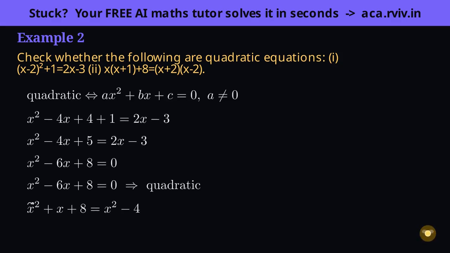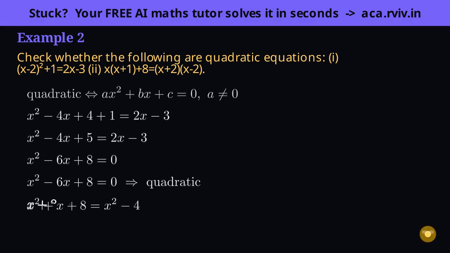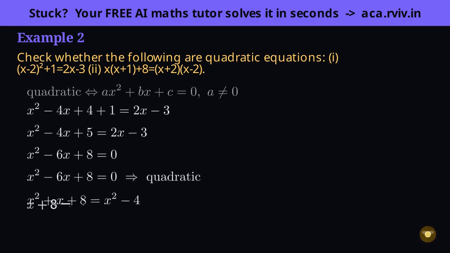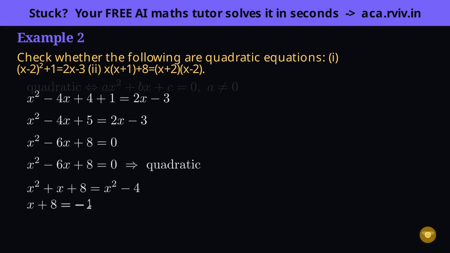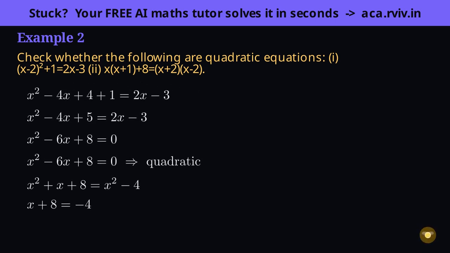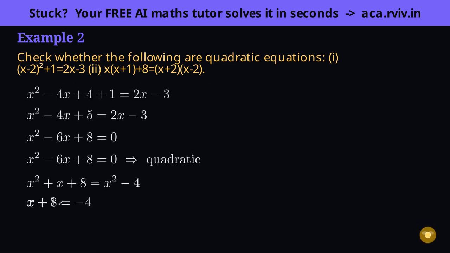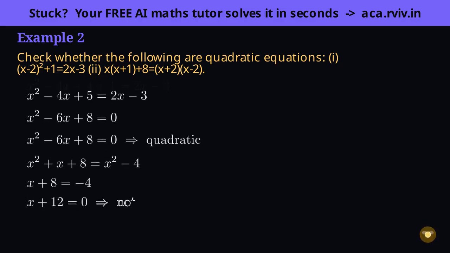Here's the revealing move. Subtract x squared from both sides. Watch the x squared vanish completely because it appears identically on each side. That's the cancellation the definition warned us about. With the x squared gone, the highest power left is just x to the first, a plain linear equation. So despite its quadratic-looking start, this one is not a quadratic at all.